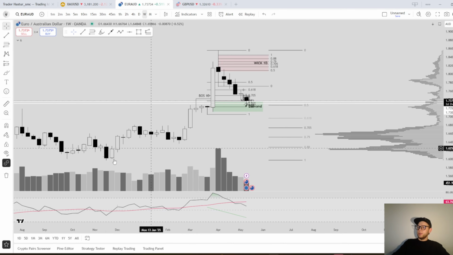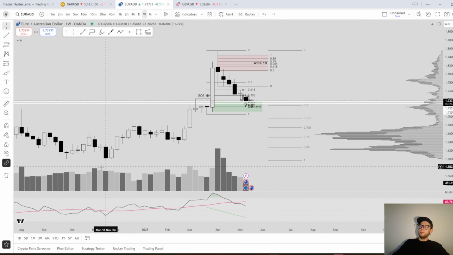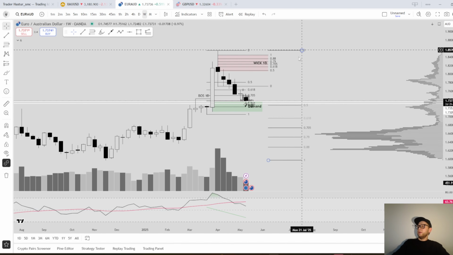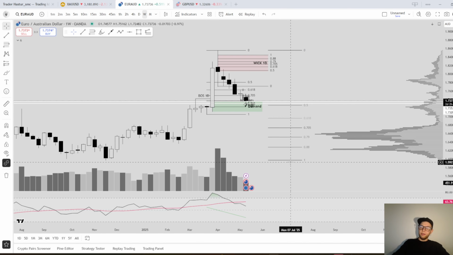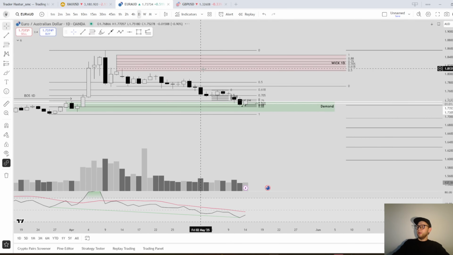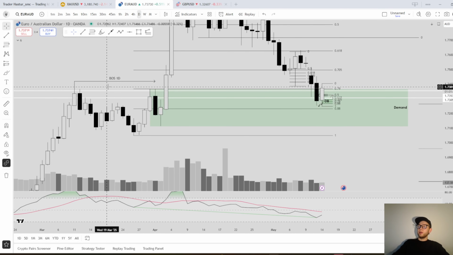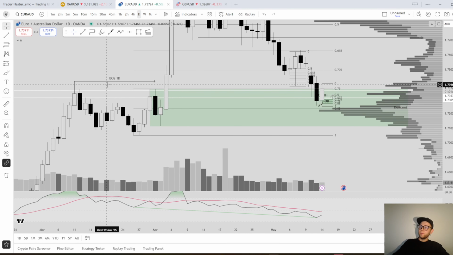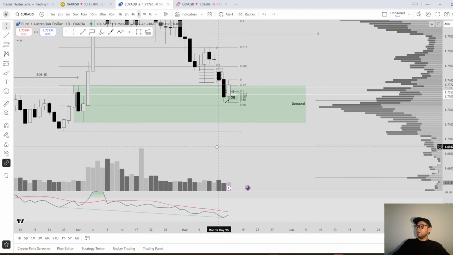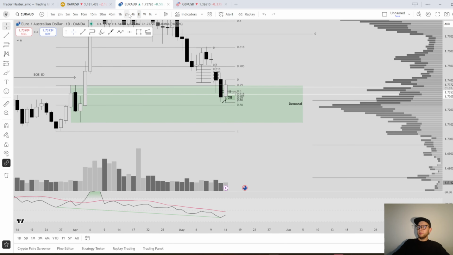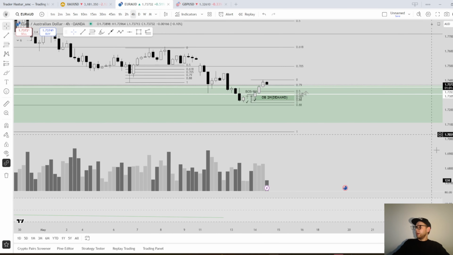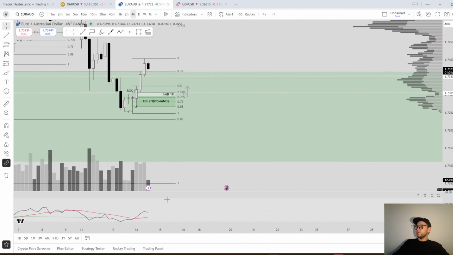As you can see, we have an ascending channel. This is our weekly Fibonacci. We already mitigated this 0.5 level. And now what I see is that we have a breakout of market structure on the 1-day. We have a daily demand. We have a reaction.